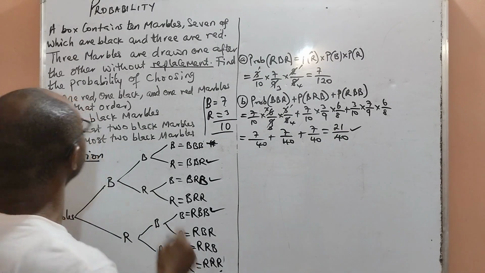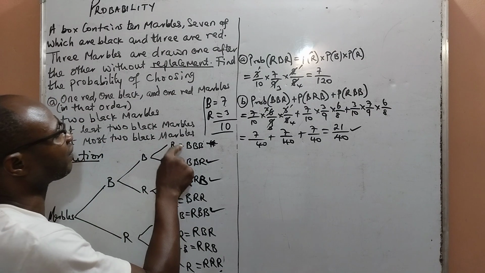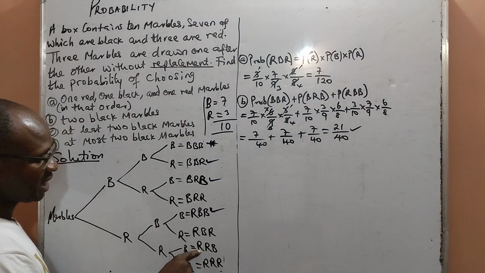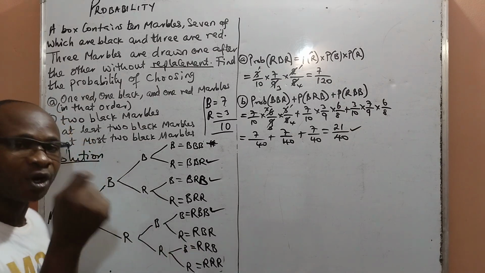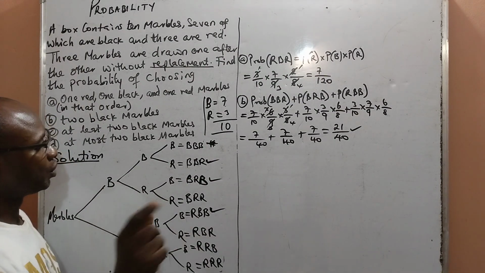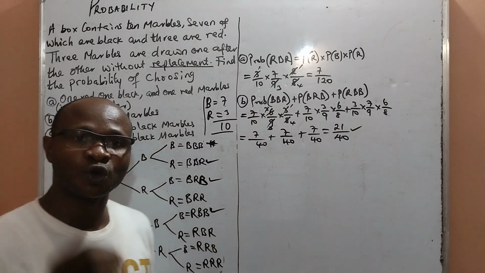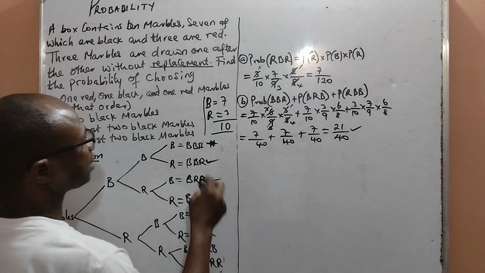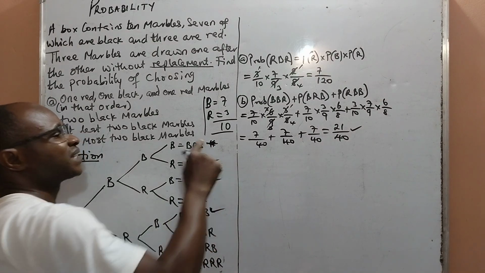What I need now to get at least 2 black marbles is to add the probability of getting 3 black marbles. Of course, here there is no black. Here I have only 1 black. No, because they say from a minimum of 2 black marbles. Here I have only 1 black marble. No. Here I have only 1 black marble. No. Therefore, I need where I have 2 black marbles or 3. And that is going to be this, this, and this, including this, that is 3.